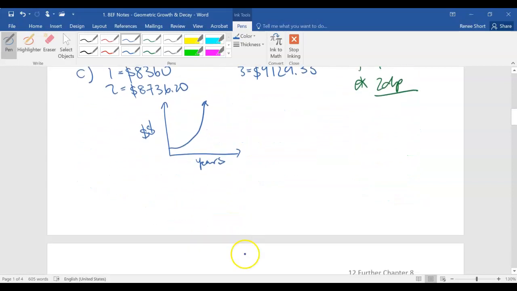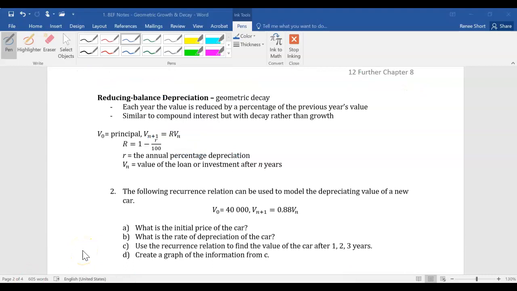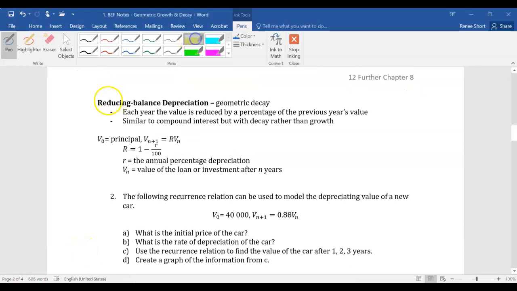Now, if we look at depreciation, in terms of geometric decay, we have what's called reducing balance depreciation. And it's saying that each year the value is reduced by a percentage of the previous year's value. So this is really similar to that compound interest where we were adding on a percentage each year, but this has decay rather than growth. So we are, in terms of our R value, using 1 minus R over 100 here.